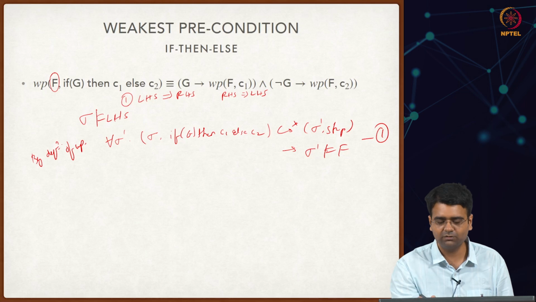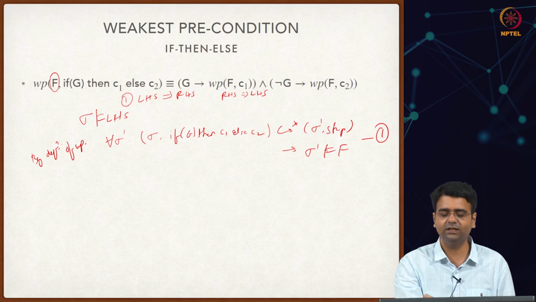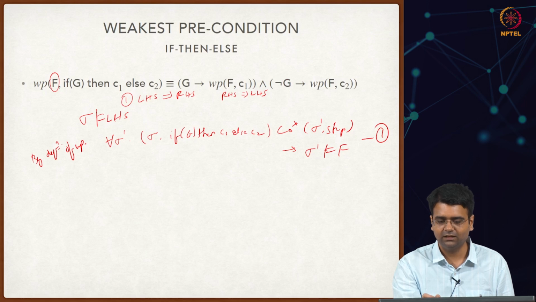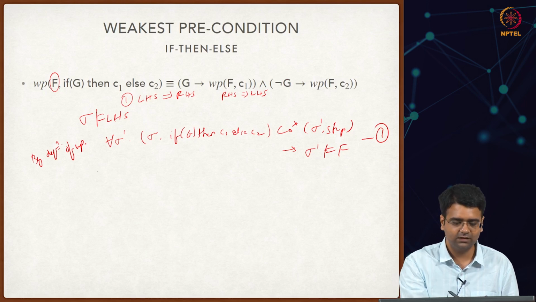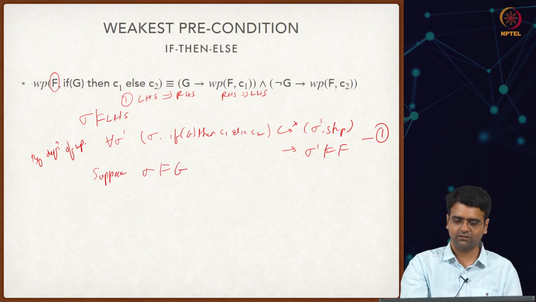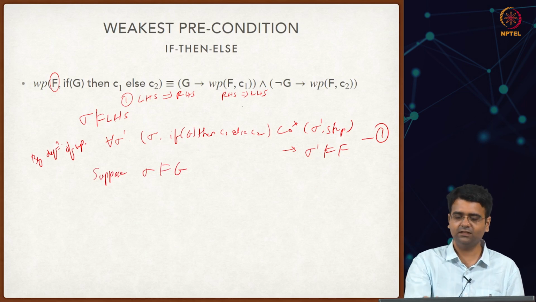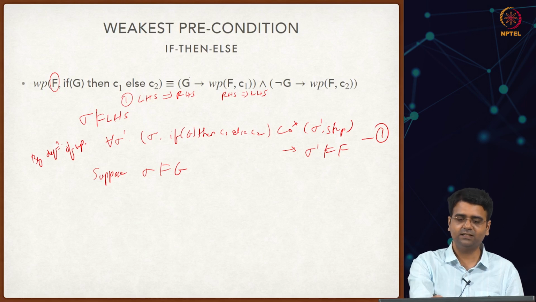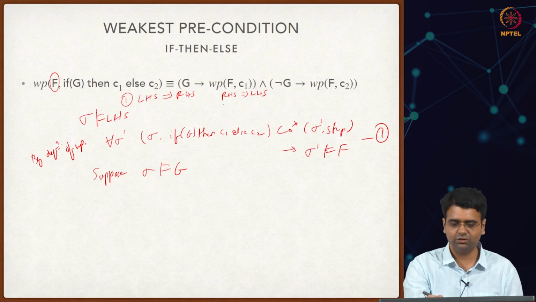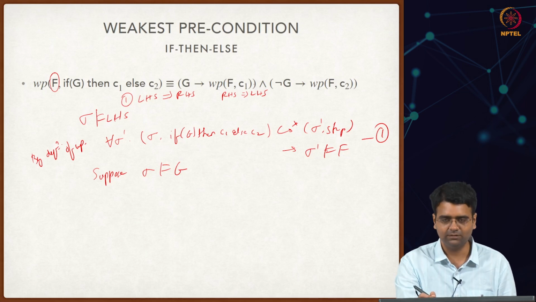Let's focus on the RHS for now. I want to show that sigma is a model of RHS. That's a conjunction, so I need to show that sigma is a model of both the left conjunct and the right conjunct. Suppose sigma is a model of G. Since each of these conjuncts is an implication, I need to show that if sigma satisfies the antecedent, it will also satisfy the consequent. So in this case, suppose sigma is a model of G, then I also need to show that sigma is a model of WP F comma C.